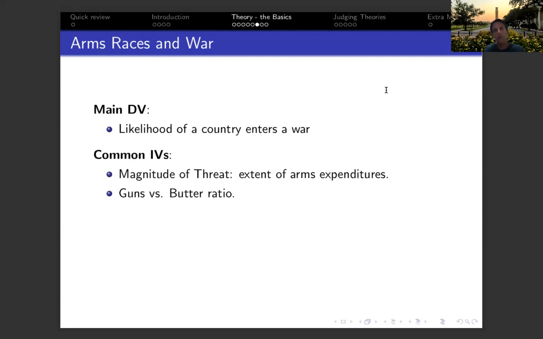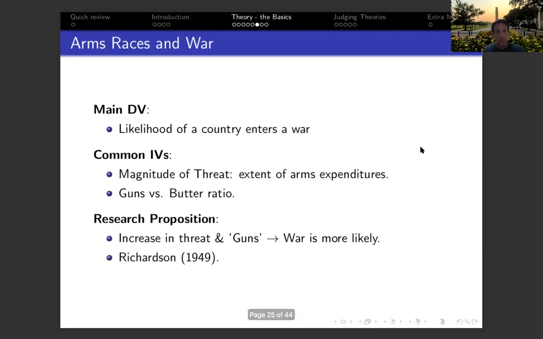Now, based on those two different independent variables, one potential proposition or hypothesis has been developed in studies in the past. For example, this Richardson 1949 paper says that increases in the magnitude of the threat combined with decreases in demand for consumer goods compared to expenditure on defense, the combination of those two independent variables, increase the likelihood of war.